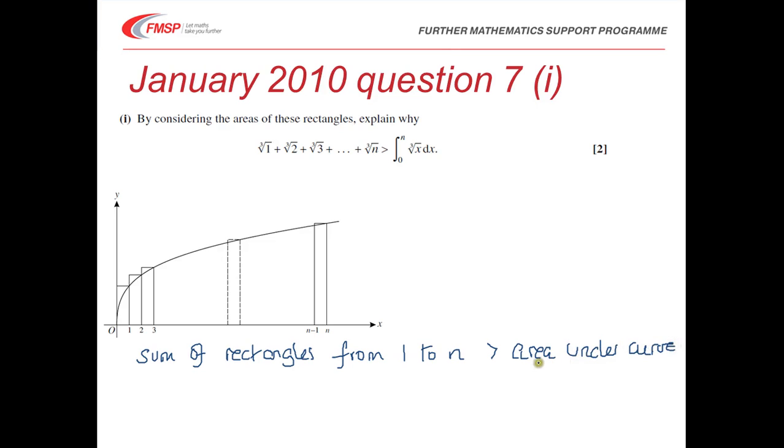From 0 to n. And we just need to make sure that we justify that answer, so that means that the cube root of 1 plus the cube root of 2 plus, right up to the cube root of n, is greater than the integral of the cube root of x with respect to x between 0 and n.